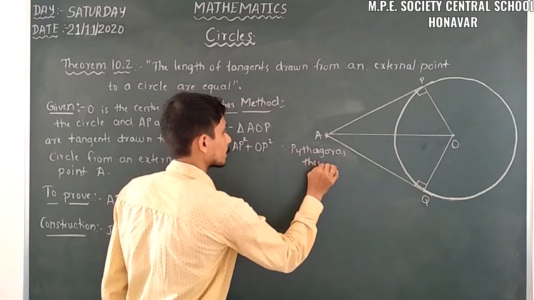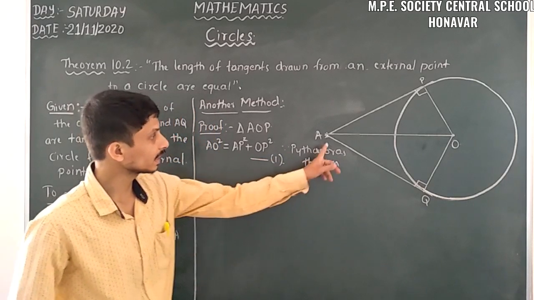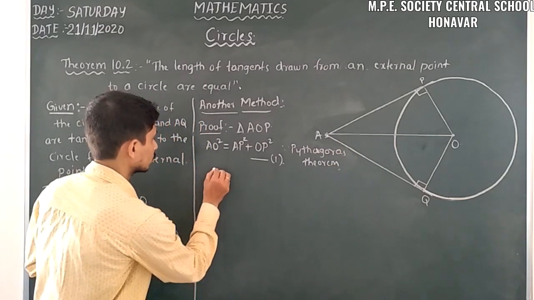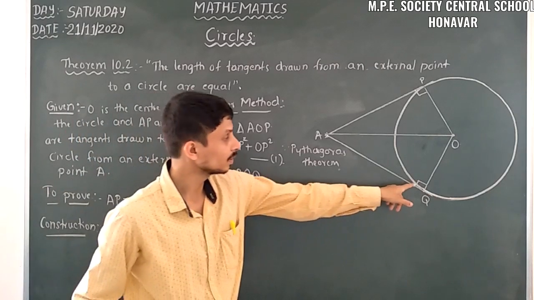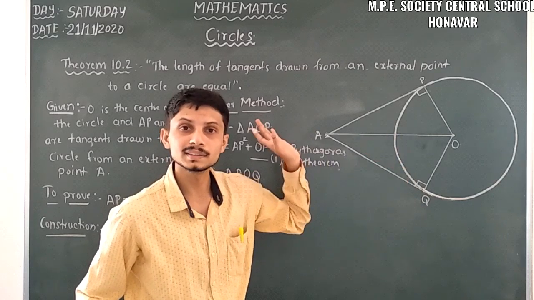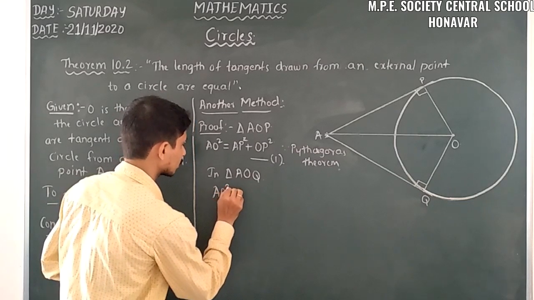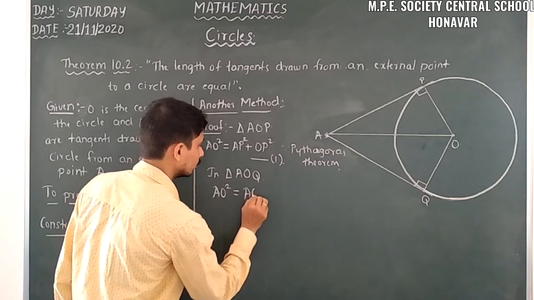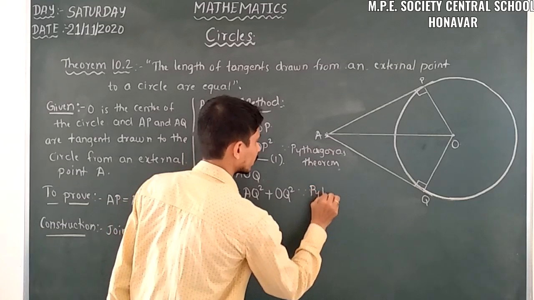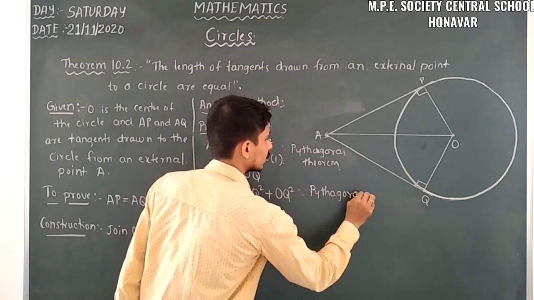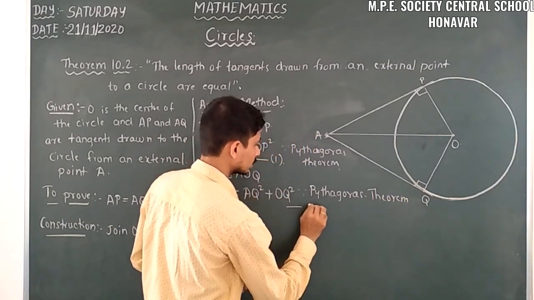Pythagoras theorem. Yes. Then here we have, I will take this as equation number 1. Then let us take the triangle AOQ. In triangle AOQ, we can apply the Pythagoras theorem. The side opposite to the right angle is the hypotenuse. That's why we can take AO square is equal to AQ square plus OQ square. Because it is Pythagoras theorem, from Pythagoras theorem we get this equation. I will take this as equation number 2.